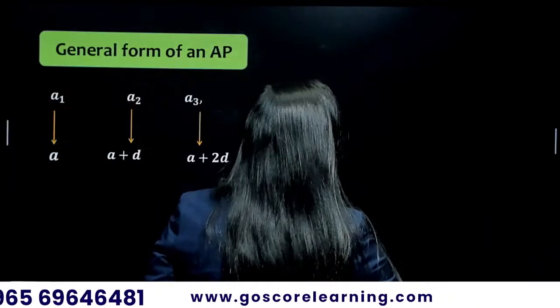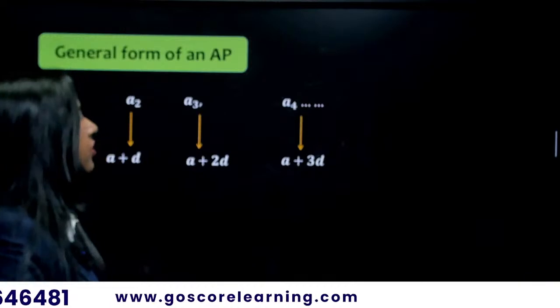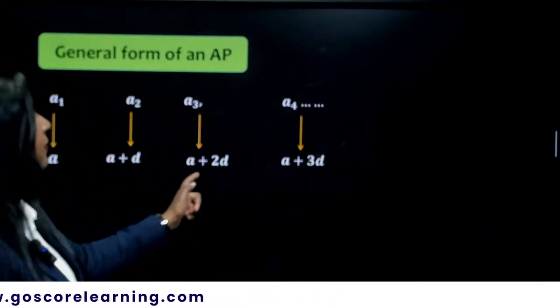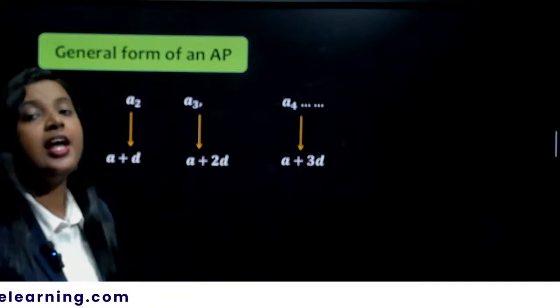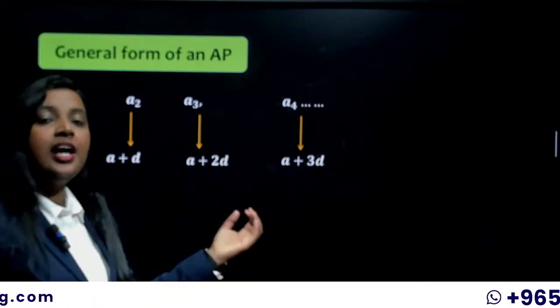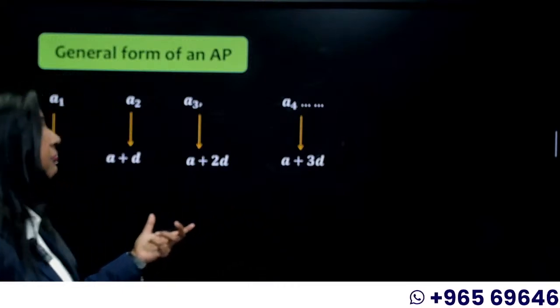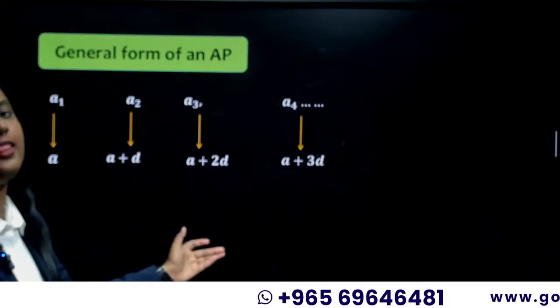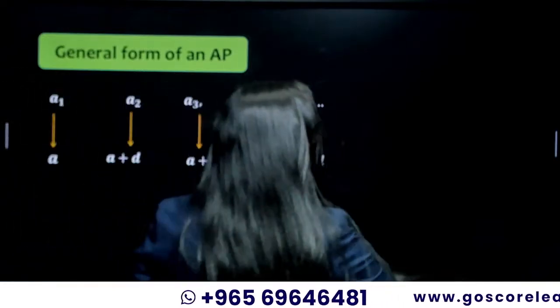And then coming to the next one, so this I showed you before, right? The first term is A, second term is A plus D, A plus 2D, A plus 3D. So if they are asking you to form an AP and they are giving you A and D, you will be finding the AP using the equations A plus D, A plus 2D, like that. You'll be finding the AP.